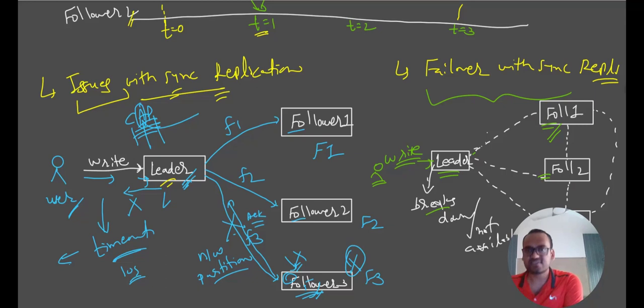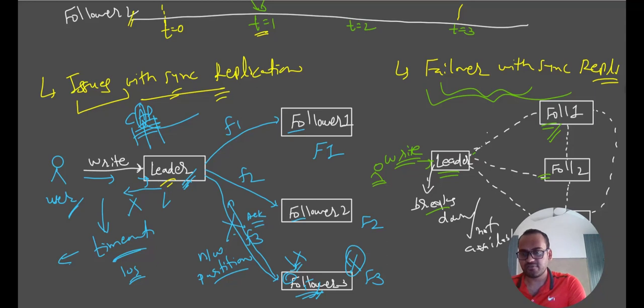And this is acceptable because every follower is in sync with the leader until the leader was available. So failover with sync replica is not that complex, because the followers have the up-to-date copy of the leader. Any follower can become a leader and accept the write request from the client. How does the follower become the leader?